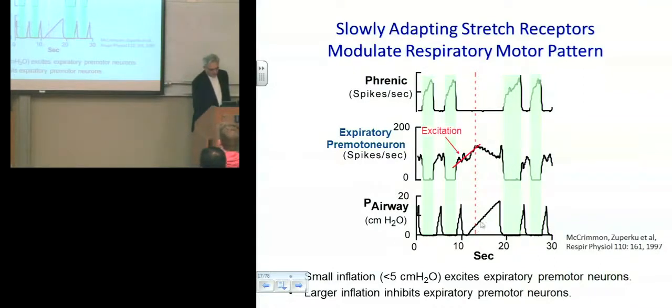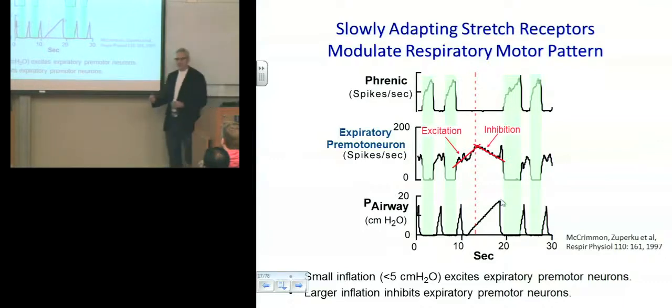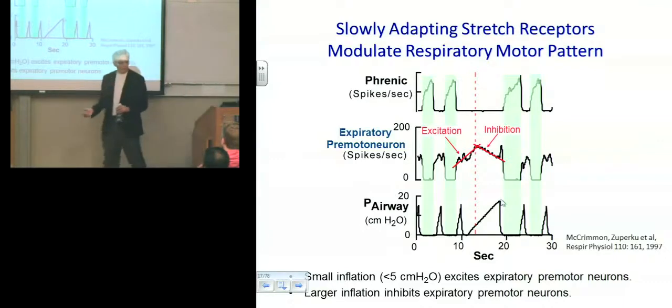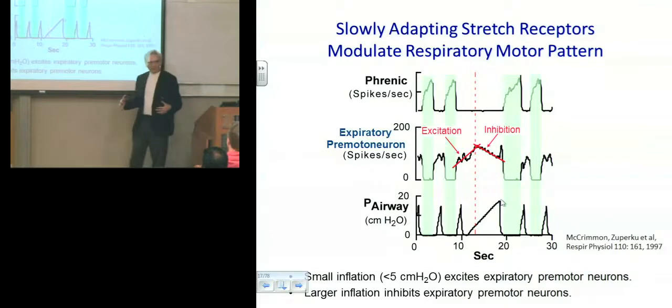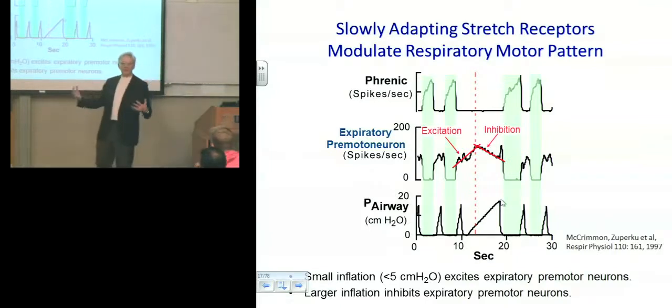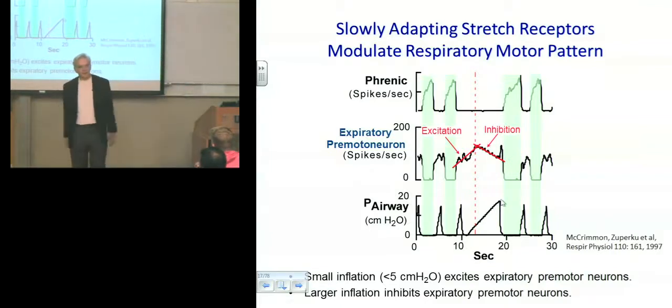But as you increase their activity, you actually inhibit their ongoing activity. So from a reflex point of view, or a teleologic point of view, which is always dangerous, why would you want excitation at low inflation pressures? And if you think about it, what is this reflex doing? It's telling the brain the lungs are inflated.